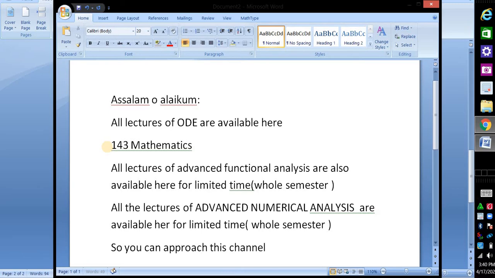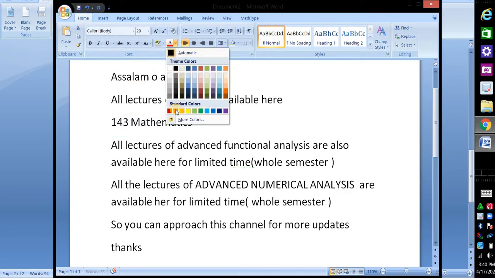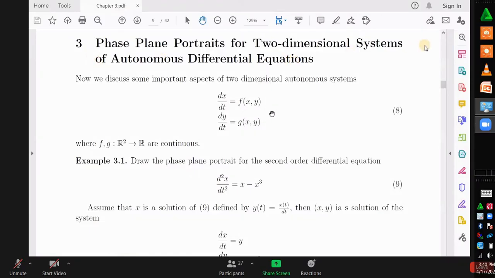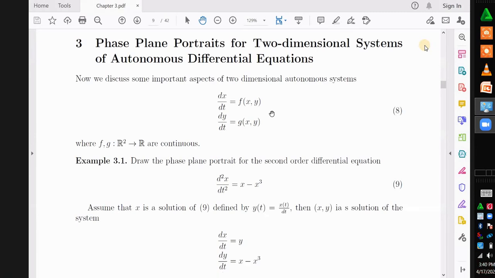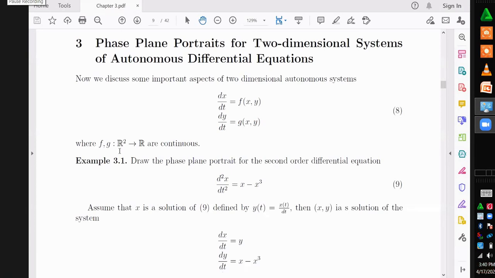We will see the next topic. This is a system of autonomous differential equations, dx by dt is equal to f of x, y and dy by dt is g of x, y, where f and g are functions from R square to R that are continuous. So functions f and g are defined over R square to R and are continuous.